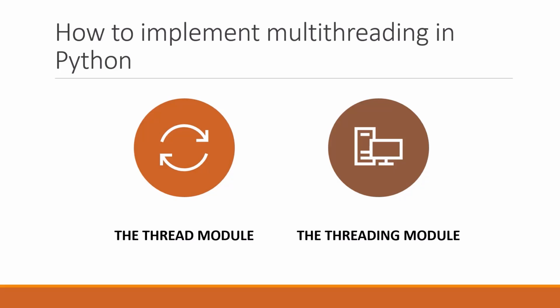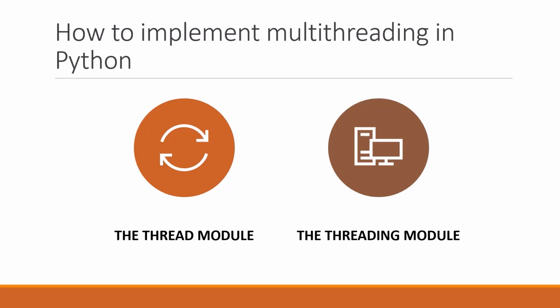The very first one is the thread module and the next one is the threading module. Now, the thread module has long been out of date. It has been declared outdated and it is only used for backward compatibility for Python version 3. Moreover, there is also a slight change in the module name.